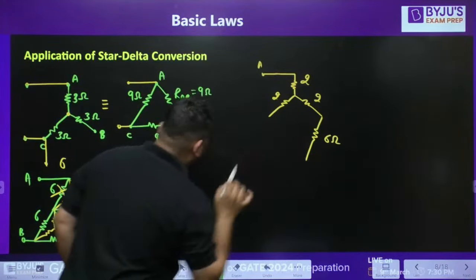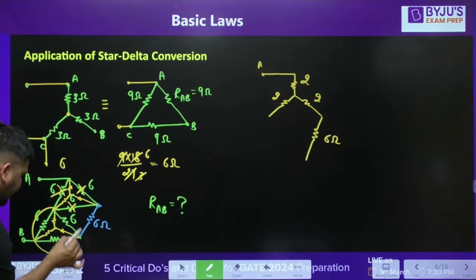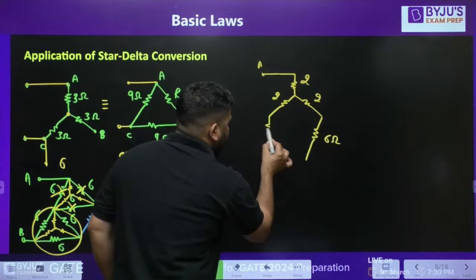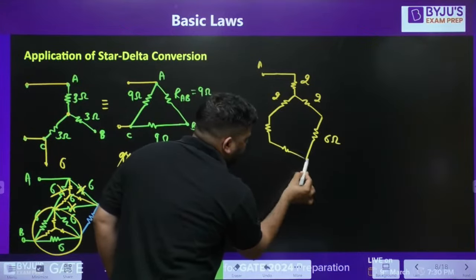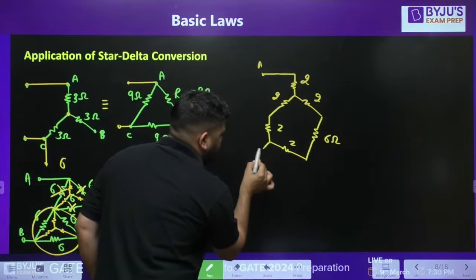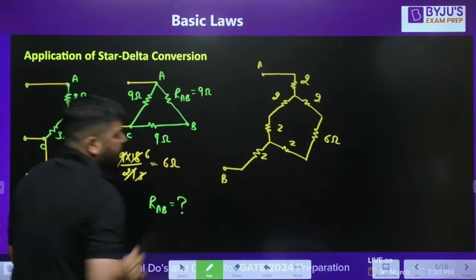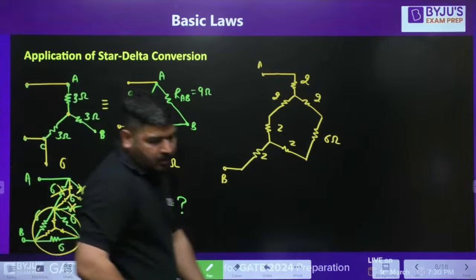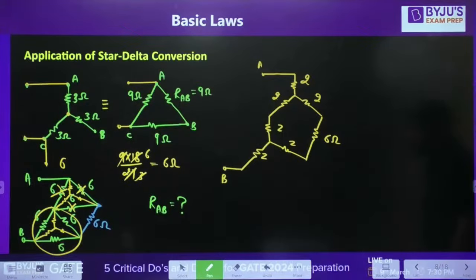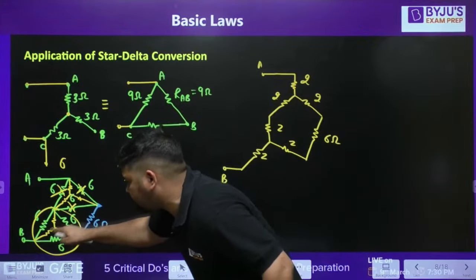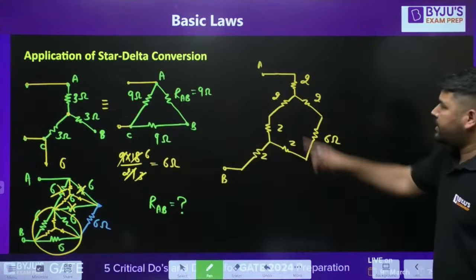Now tell me about this delta. This delta is again converted into star. So this 6 is gone, and in place of this 6 we have 2, 2, and so we have 2. There is one more 2, and there is 2. I hope it is clear. This point is B. Is it clear or not? So after this 6 we have this 2, and here 2 and this 2. So this is A, this is B.